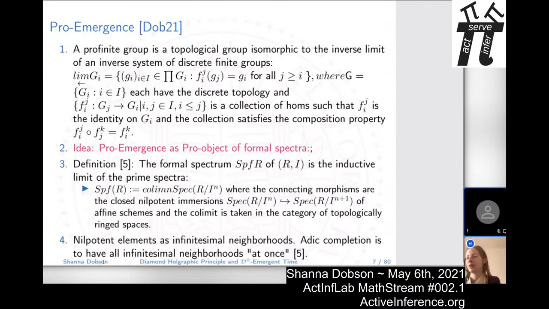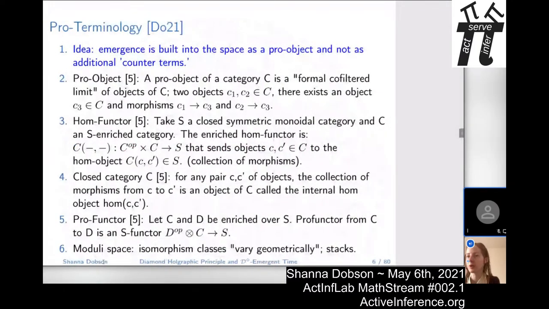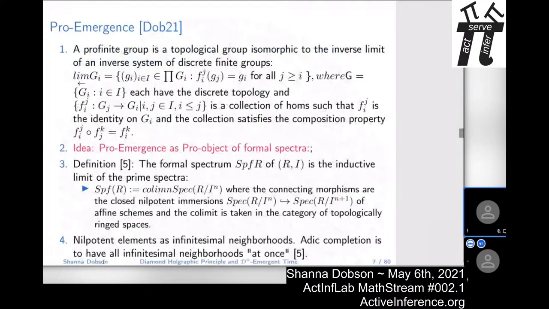Okay, let's get the super techie stuff out of the way. What's also beautiful and all over the Langlands program is the idea of a profinite group. So you can take this pro language, this kind of multi-gluing and self-containedness, and extend it to a profinite group, which is a topological group that's isomorphic to the inverse limit of an inverse system of discrete finite groups. These are finite groups that all have the discrete topology, and you have a collection of homomorphisms that satisfy nice relations. So my idea is, let's up the game even more.